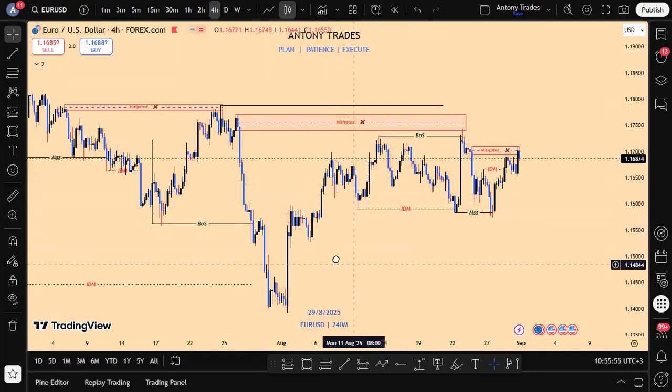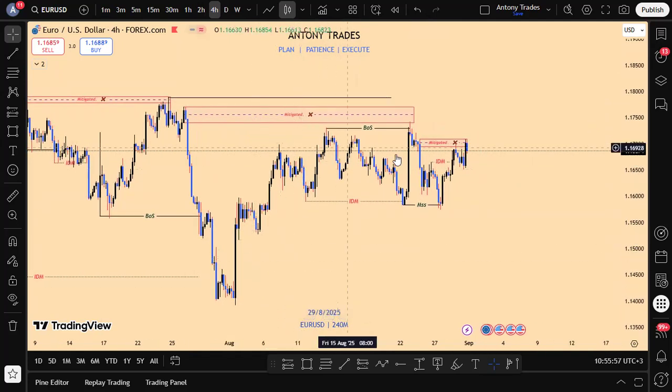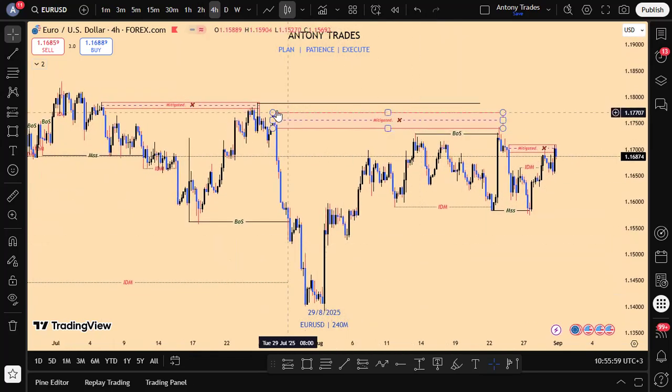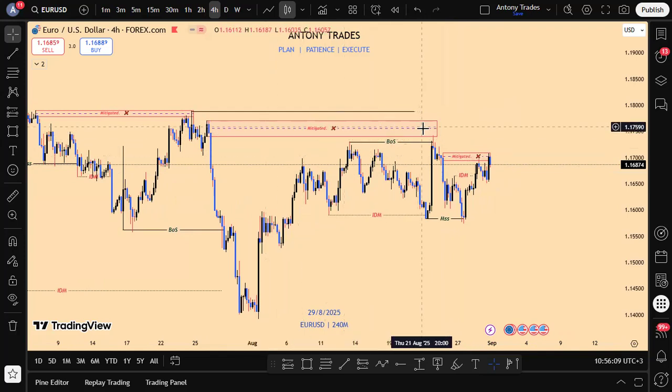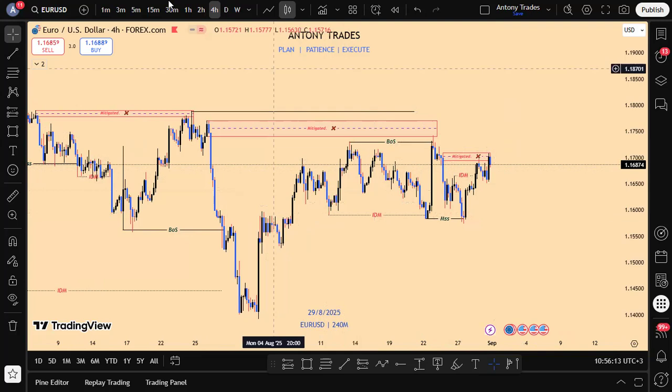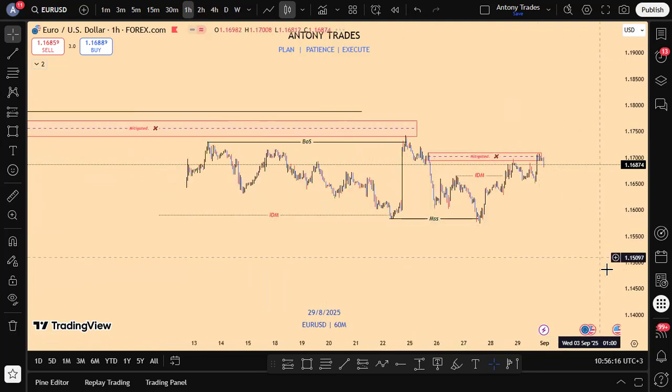Now, this is the PO high that we had marked from the 4 hour time frame, and the market reacted from this area. I think last week on Friday, market reacted to this PO high, and you can see we had some push to the downside. Now going down to the 1 hour time frame.